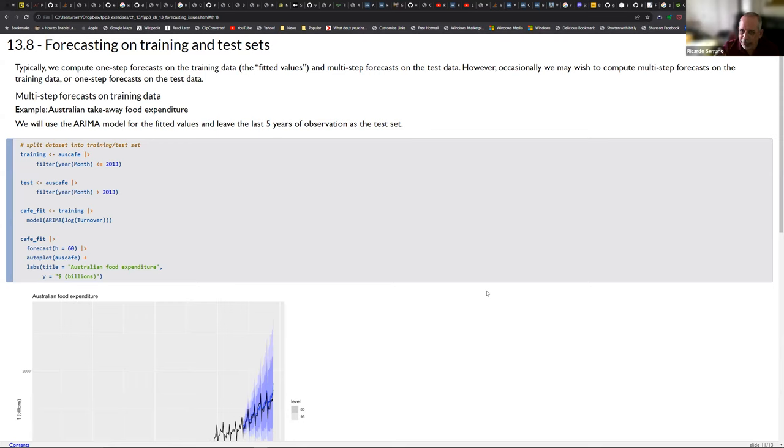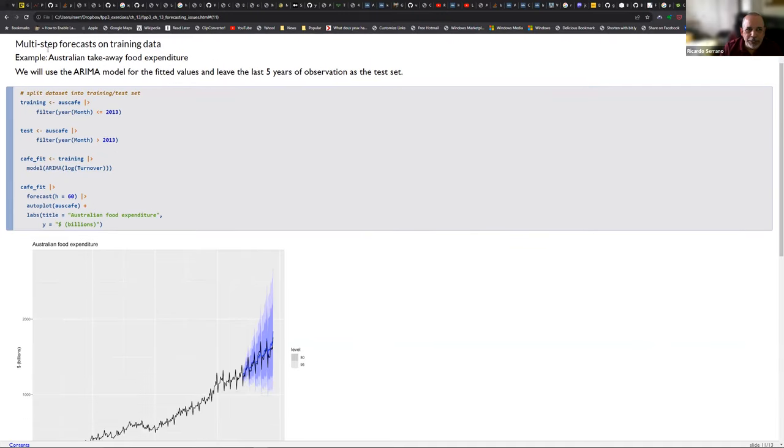We're going to do multiple steps forecast for the test data and also one step forecast, okay? In other words, trying to use the test data a little bit more intensively so that we can avoid overfitting and also get a better generalized model, okay? So in the multiple step forecast on the training data, we're going to take, again, the takeaway food dataset. We're going to use the ARIMA model. And we're going to use as test data the last 5 years of observations. So the last 5 years is going to be our test data, and the rest is going to be the training data.